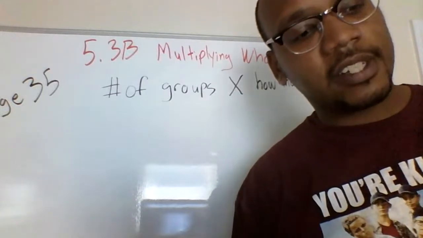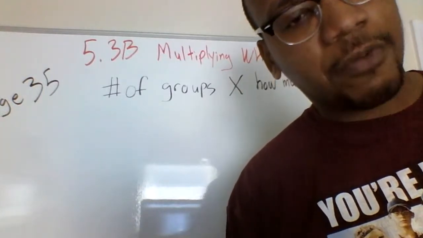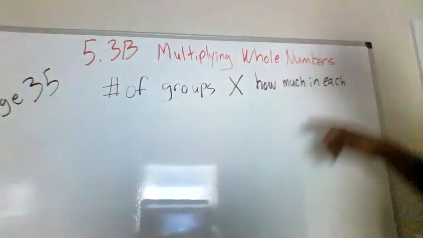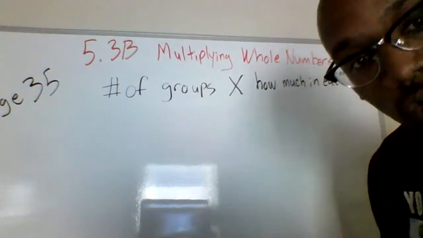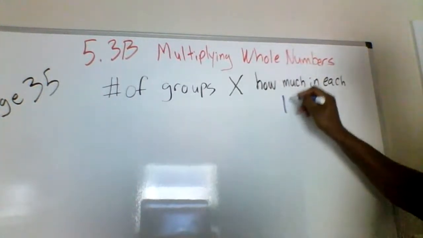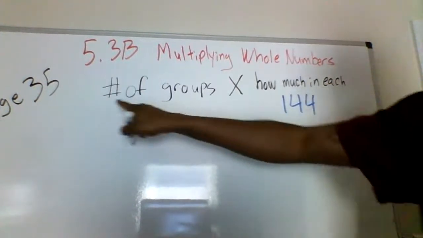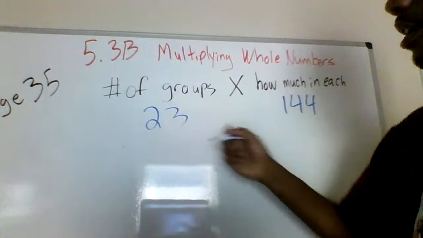Well, the question says each student is making an array with 144 tiles. So that means how much does each student have? Each student has 144. Well, what are my number of students? Well, my number of students is 23. All right.